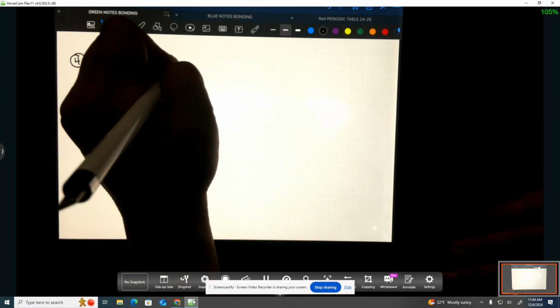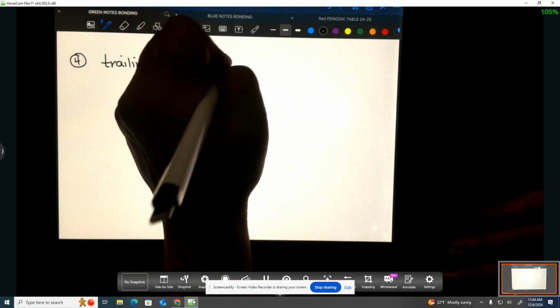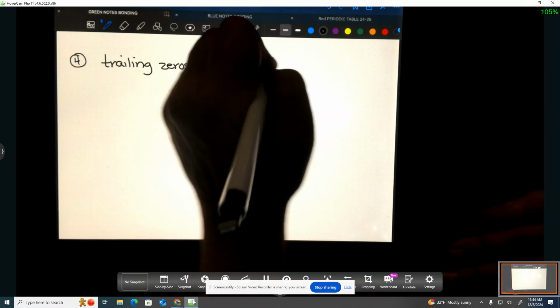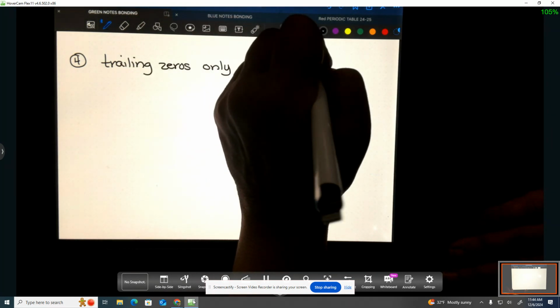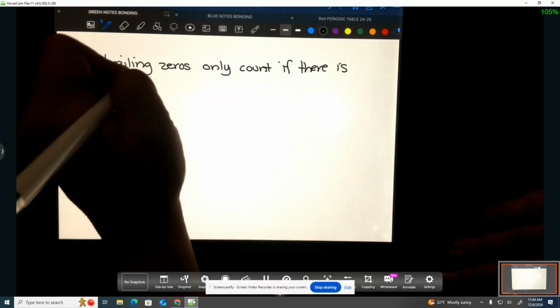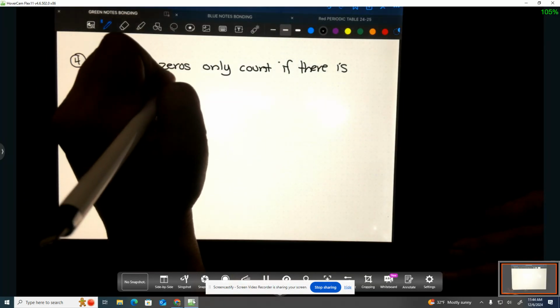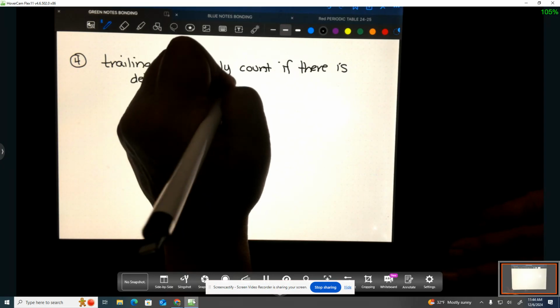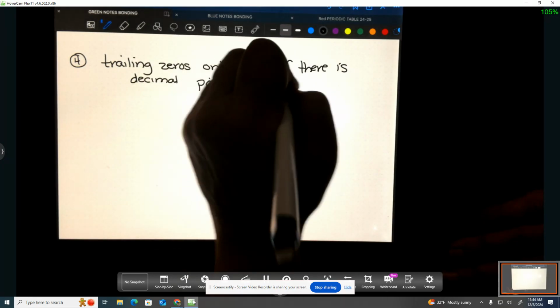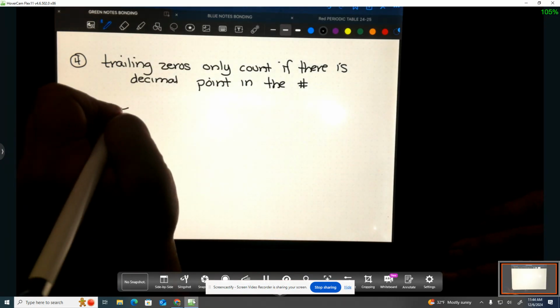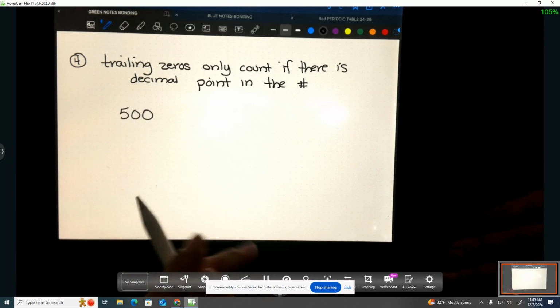Rule 4. Yes, this is the last one for determining sig figs. Trailing zeros. So where do you think those are going to be? On the end. You only count them if there is a decimal point in the number. So 500, written like this.